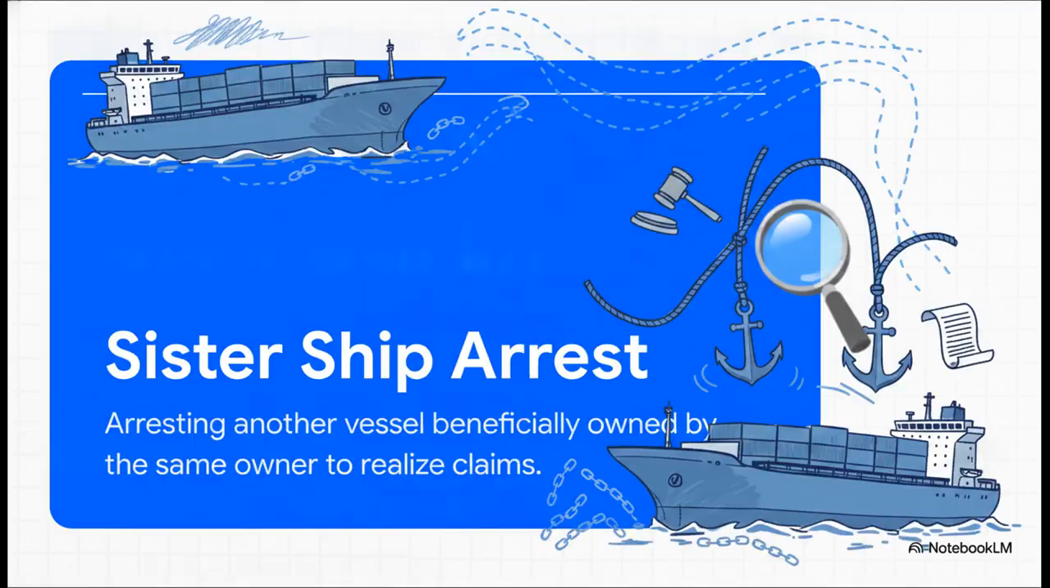But wait, what happens if the guilty ship has already escaped your territorial waters before you could even get the warrant issued? Maritime law offers this incredible wild card, known as the sister ship arrest. If the exact same owner beneficially owns a totally different vessel, and that second vessel happens to sail into your port, you can just arrest that ship instead. It's a brilliant mechanism that ensures fleet owners can't just dodge their liabilities by shuffling their ships around the globe.